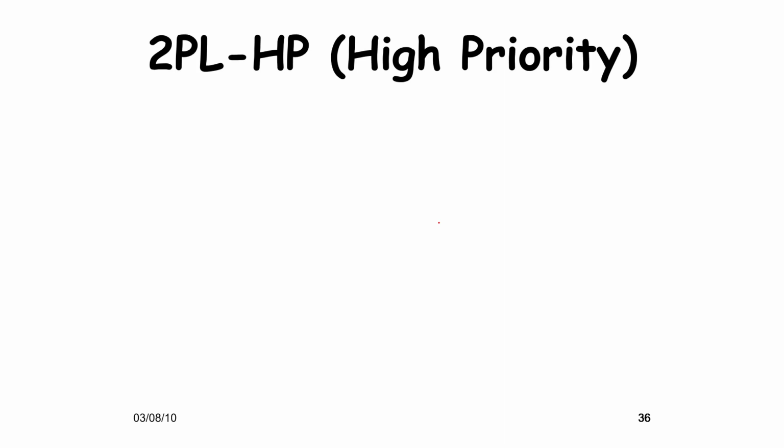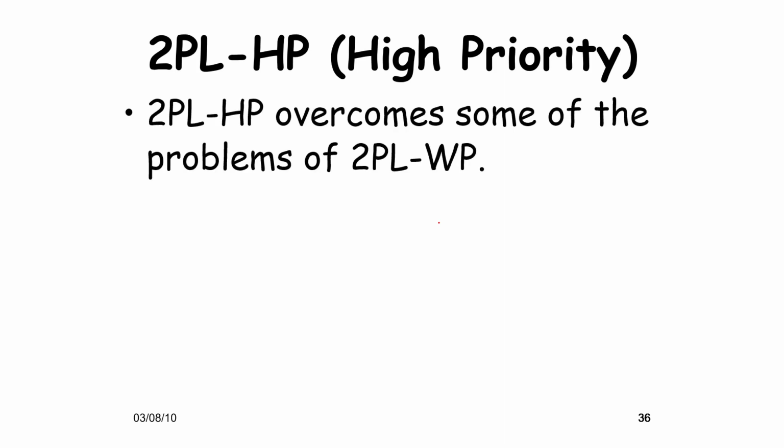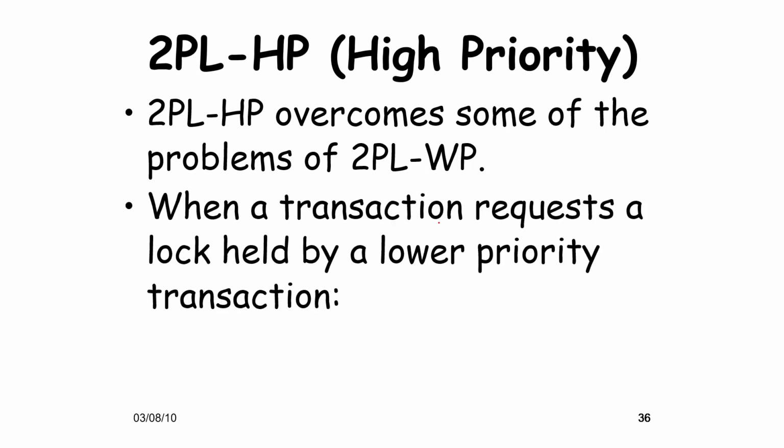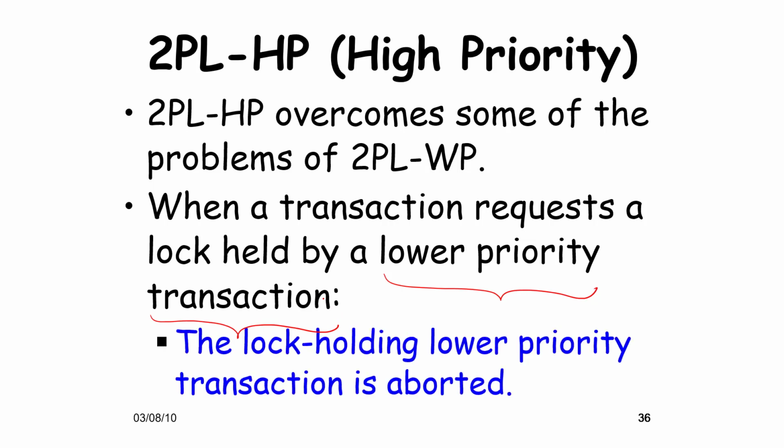So instead of 2PL-WP, let's have 2PL-HP, which is another protocol. It, to a certain extent, ameliorates the problems of 2PL-WP. So let's assume that a transaction is requesting a lock which is held by a lower priority transaction. This is the classical priority inversion scenario. The lock-holding lower priority transaction in this case is aborted. So the moment a high priority task comes, the low priority task is simply aborted.